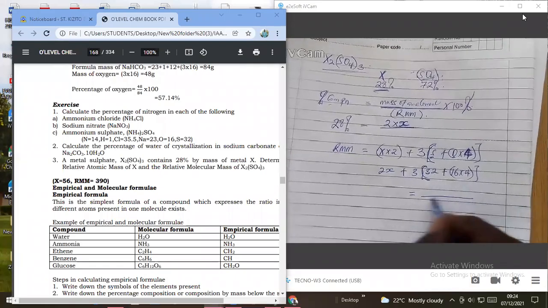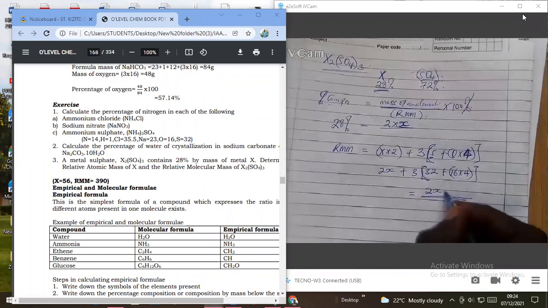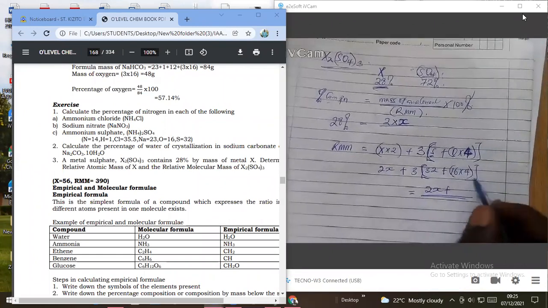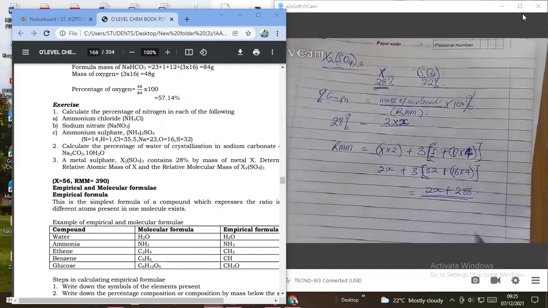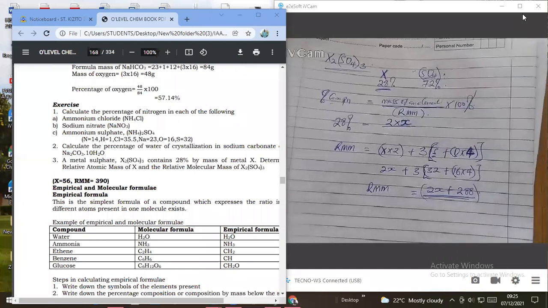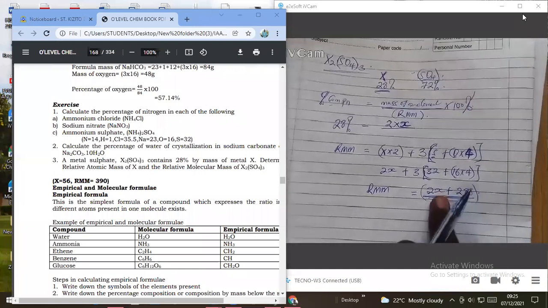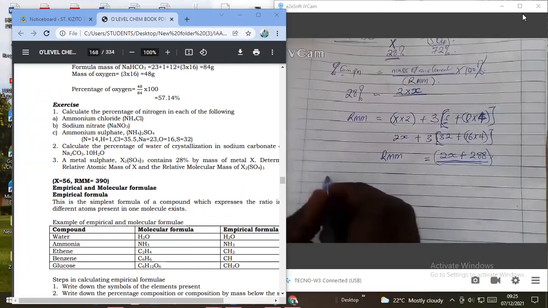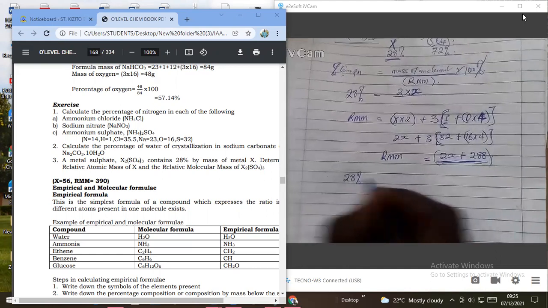What is this? It's going to be 2x plus 288. Very good. That's the relative atomic mass of that substance, the relative molecular mass of that substance. Since you don't know x, when you get x, you'll be in position to get the relative molecular mass of that substance. So percentage composition is going to be 28%.